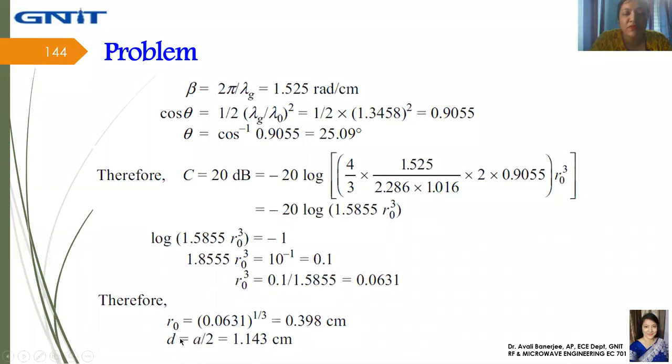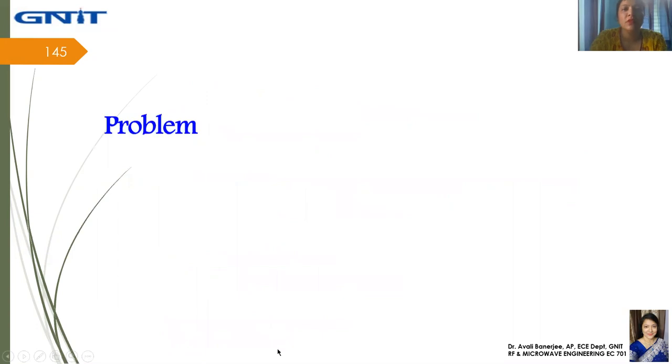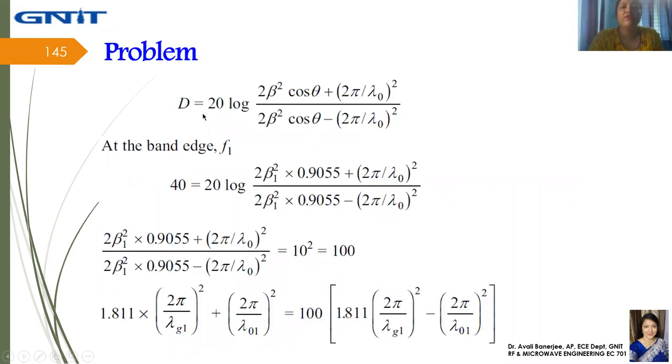After obtaining the value of R0, we have obtained the value of D. So D is equal to, we have got 1.143 centimeter. Now we have written the formula for D. So D we have substituted, and from there we have substituted the value of directivity as 40. We have substituted all the values, where beta 1 is unknown. These are all the intermediate steps I have shown here.